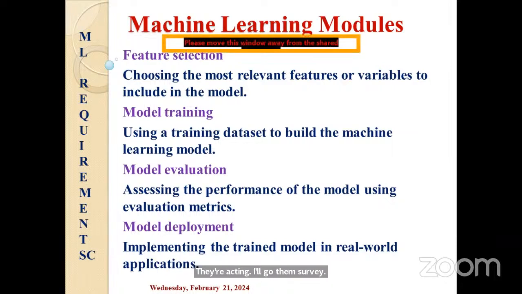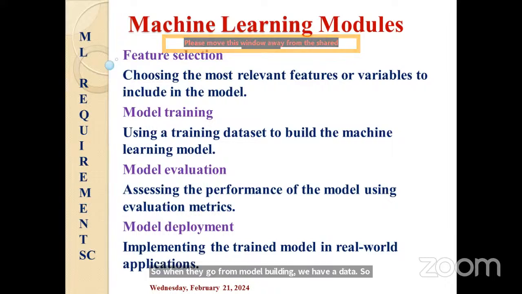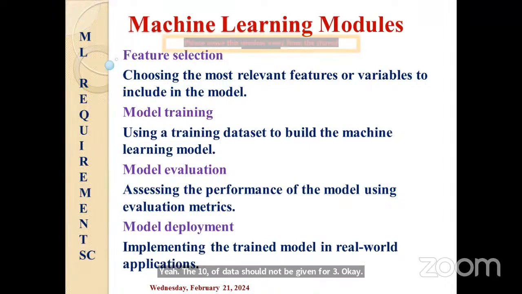So first is data collection, then pre-processing, then feature selection. Then only the model building is to be done. When we go for model building, we have the data. As I told you, I have 10 lakhs of data now. The 10 lakhs of data should not all be given for training. So the 70-30 rule is followed. So 70,000 data I'll take for training and 30,000 data will be taken for testing.